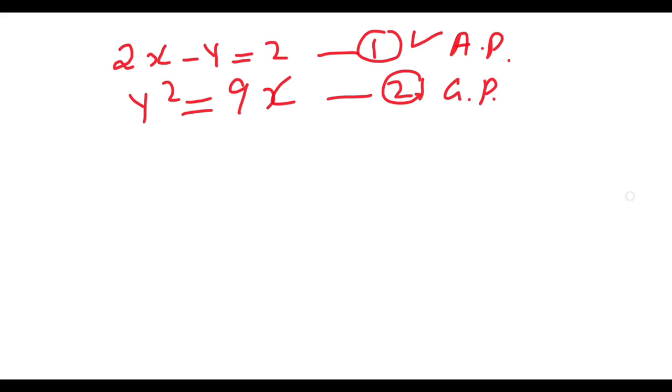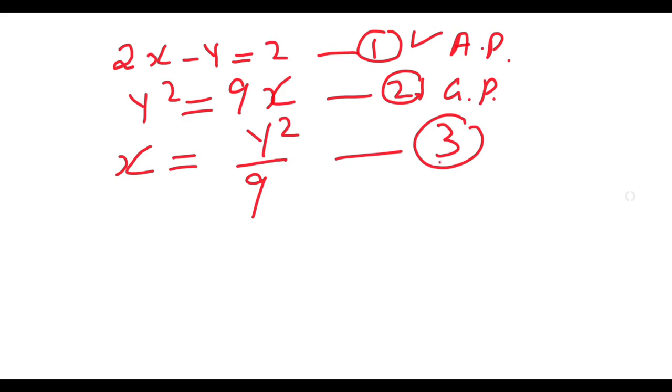Now from 2 I can isolate the x. So if I need to find the x from 2, it will give me y squared over 9. Both sides divided by 9. So we got the x value. This is my number 3. Now substitute number 3 into number 1.